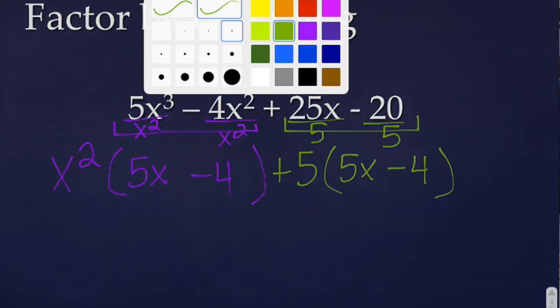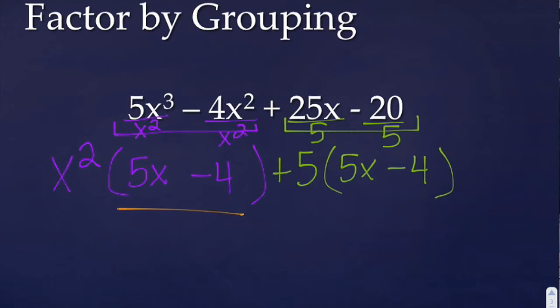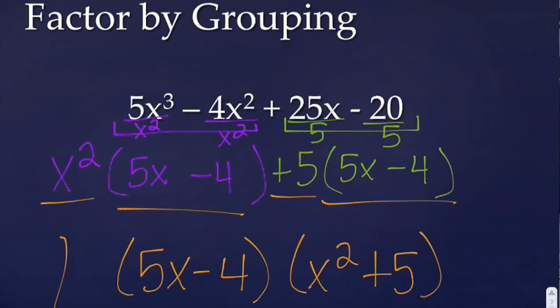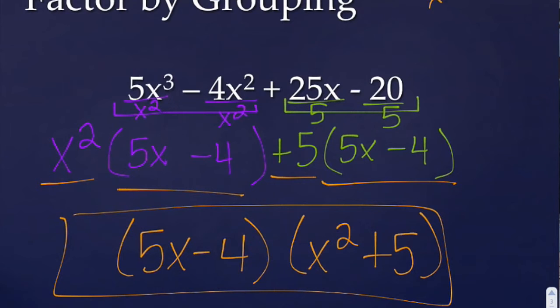If you notice, both groups were left with 5x minus 4. That is your first factor. Then you are going to write what you have left as your second factor. So x squared plus 5. This is my final answer. Now, you can always check these by foiling them back out.